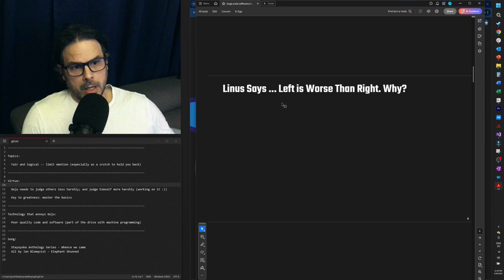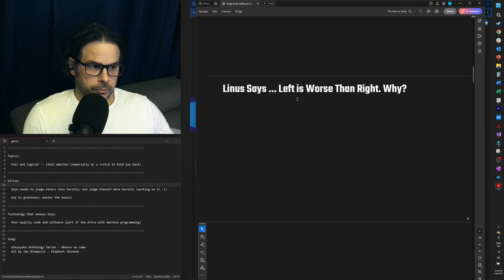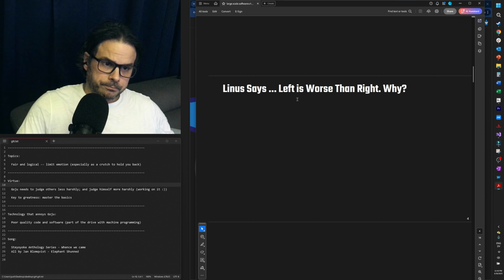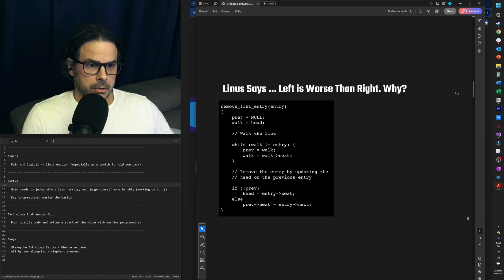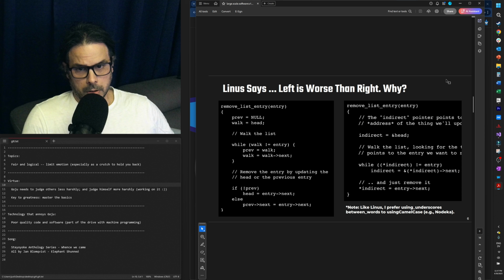And he makes this comment that he's going to show two pieces of code, and we're going to give everybody a moment to look at these, and then we're going to talk about it. But Linus says the code on the left is worse than the code on the right. All right, so let's take a look. Here's the code on the left, and here's the code on the right.